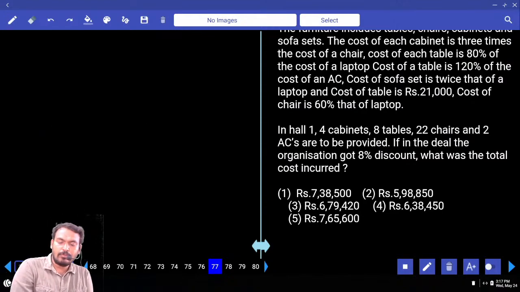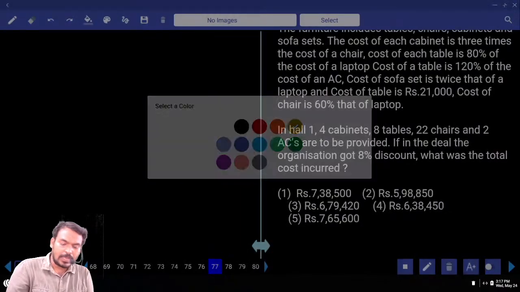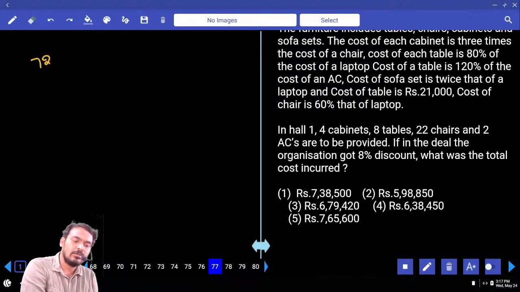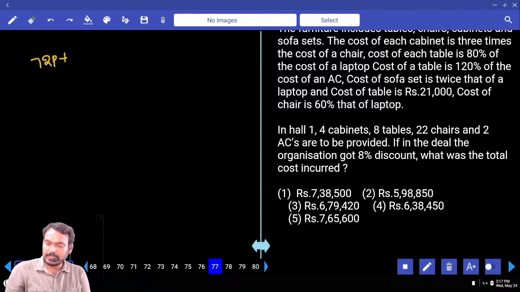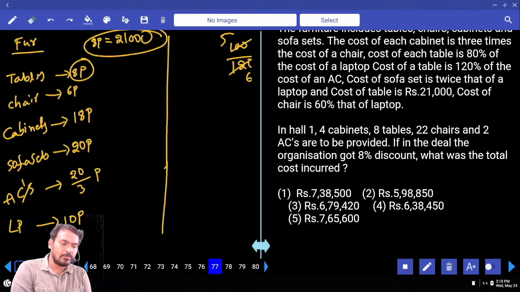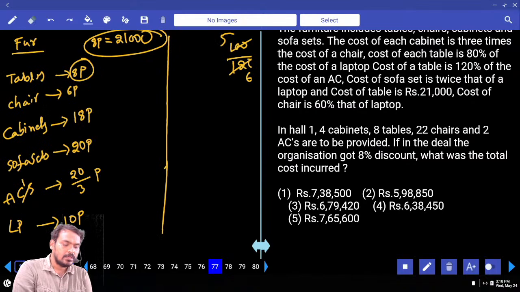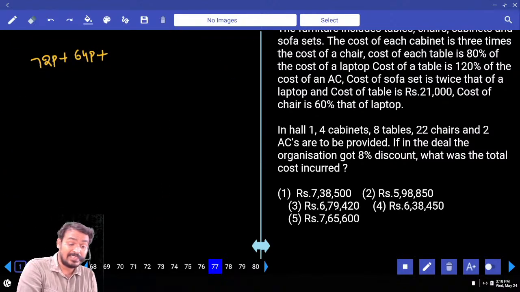First of all, how many cabinets are there? 4 cabinets. Every cabinet is 18 parts. 4 cabinets means 72 parts. Next, how many tables? 8 tables. Every table is 8 parts. 8 8s are 64 parts. Next, 22 chairs. What is every chair's value? 6 parts. 22 6s are 132 parts.